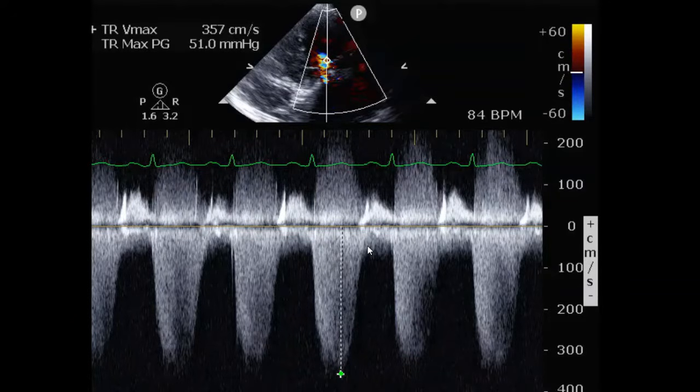However, the tricuspid regurgitation velocity is quite large, measuring 357 centimeters per second. If you assume that the RA pressure were 5 millimeters of mercury, most likely it is higher, then you would get a pulmonary arterial systolic pressure of about 56 millimeters of mercury, which is severely elevated.